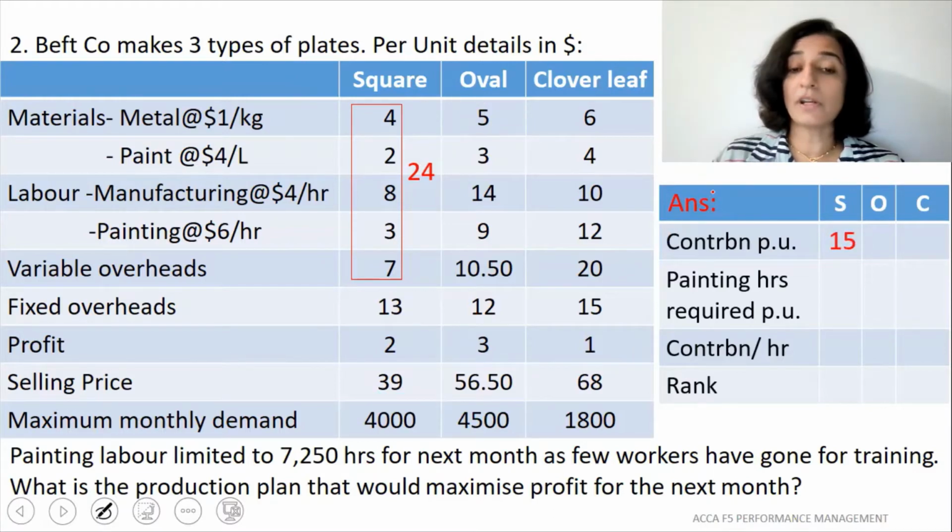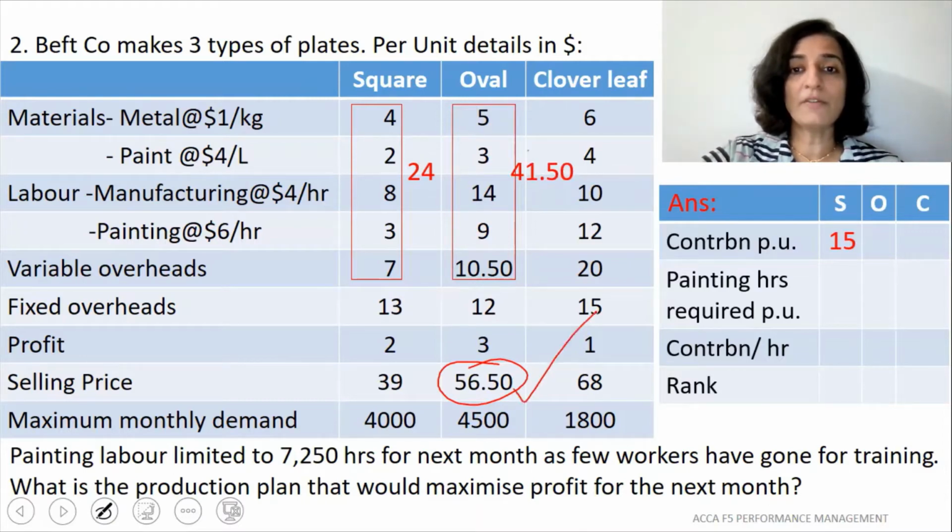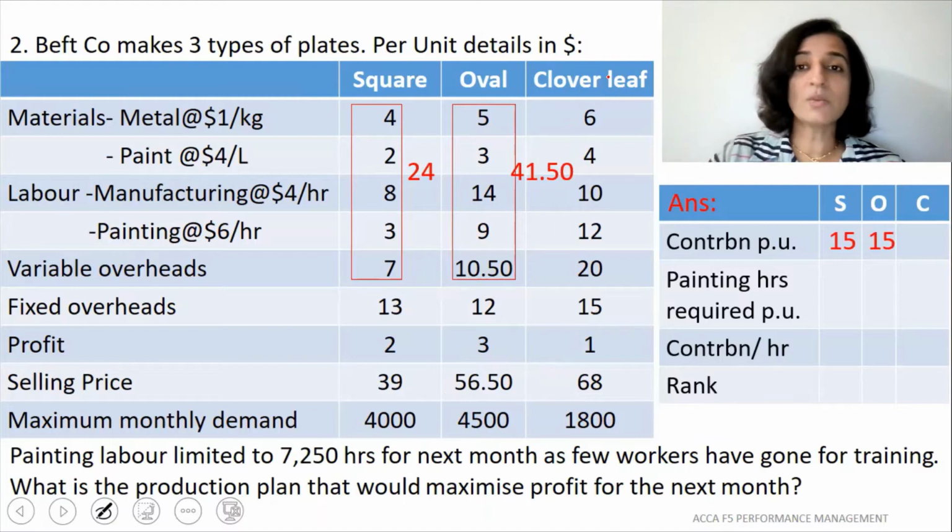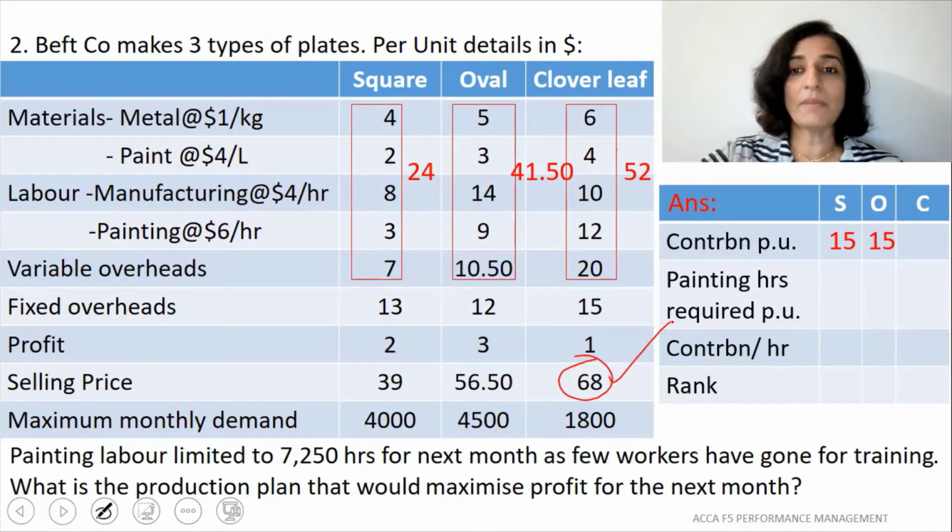Coming to the second product, the oval, the selling price is 56.5 and the variable cost is 41.5 per unit. So the contribution is 56.5 minus 41.5, giving an amount of $15 per unit. The last one, the cloverleaf, the selling price 68, variable cost per unit 52. So the contribution per unit is 68 minus 52, giving an amount of $16 per unit.